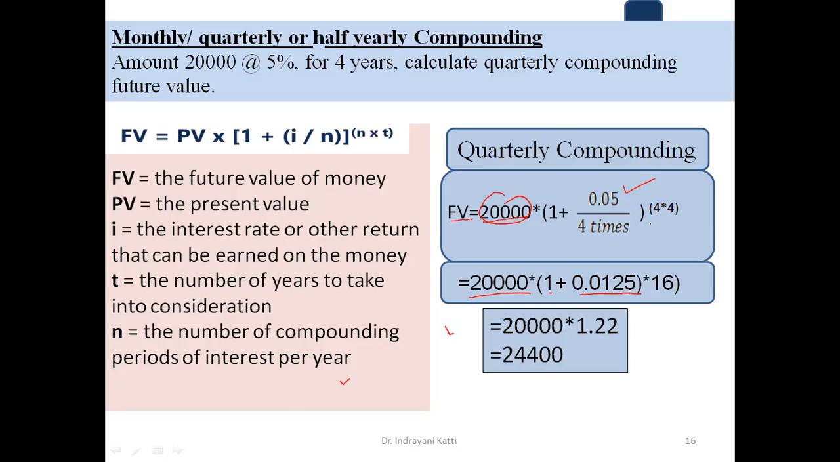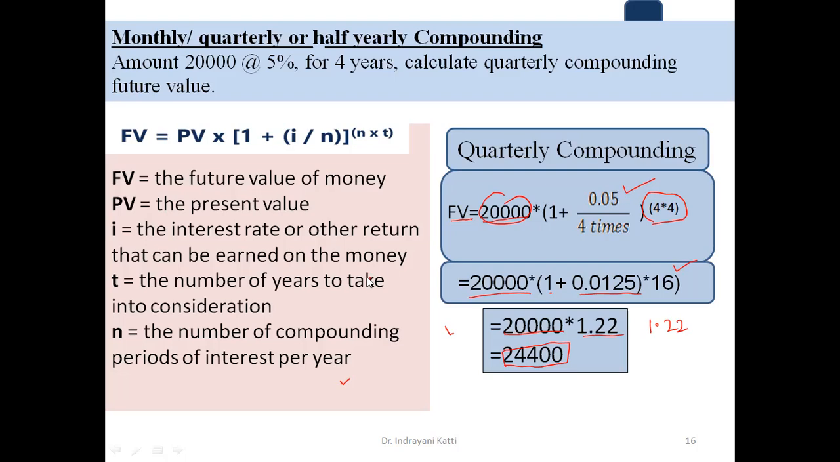Complete the bracket. Here it is 4 into 4. This 4 into 4 is 16 times. So 16 times we have to multiply this and derive the CVF. Ultimately we derived the CVF as 1.22, and that is multiplied to rupees 20,000, the principal amount, that is the present value. Then finally we get the future value as rupees 24,400. So this is what we get when 20,000 is deposited in a bank for 4 years at the rate of 5% interest. This is the compounding interest future value we have derived.